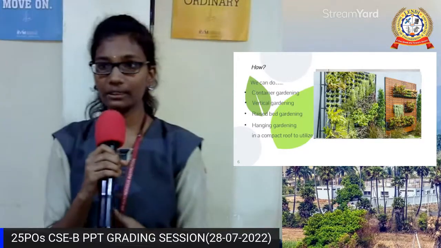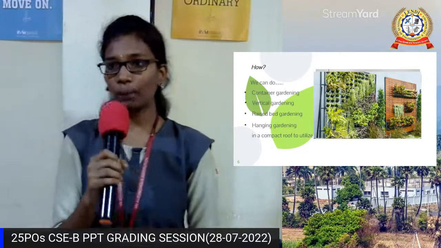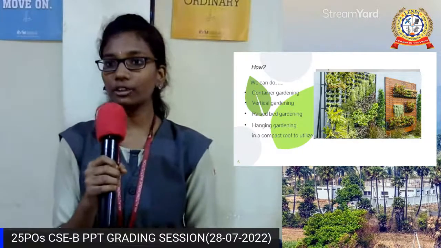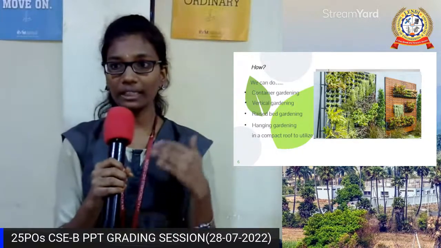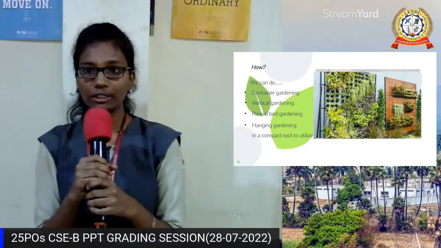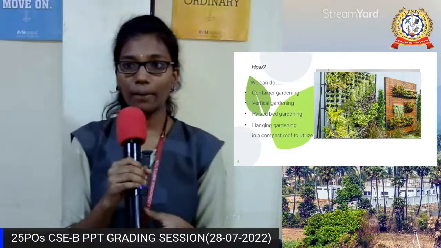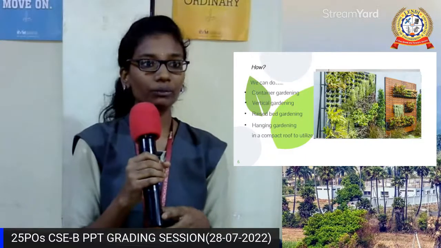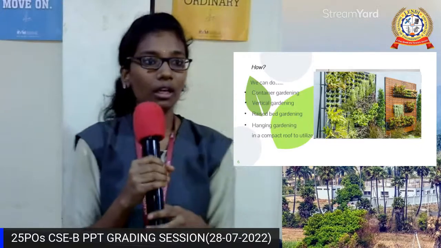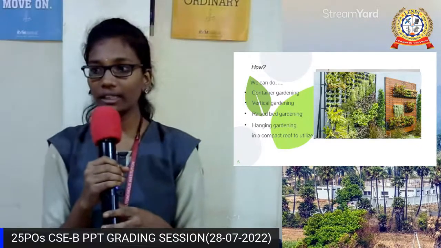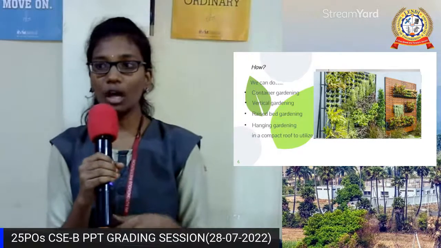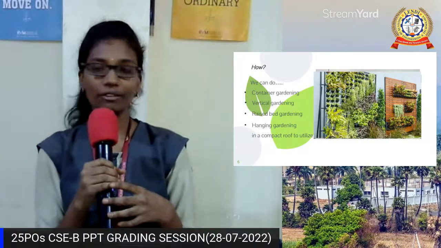In many urban areas, due to the expanding population and also limited resources, we can't get enough fresh air for everyone. So these are some gardening types we can use in urban areas: container gardening, vertical gardening, raised bed gardening, hanging gardening. So how can we use these in different ways?